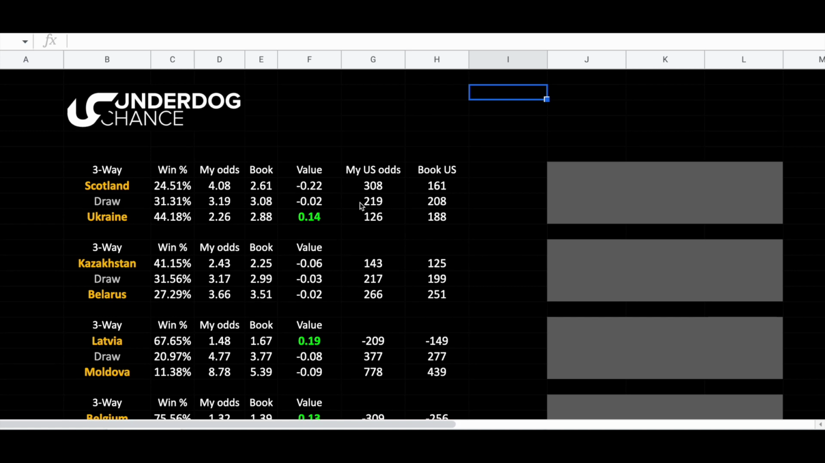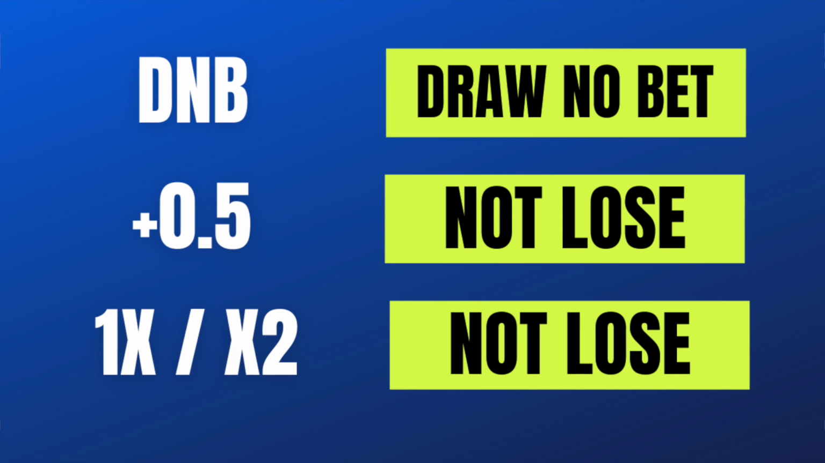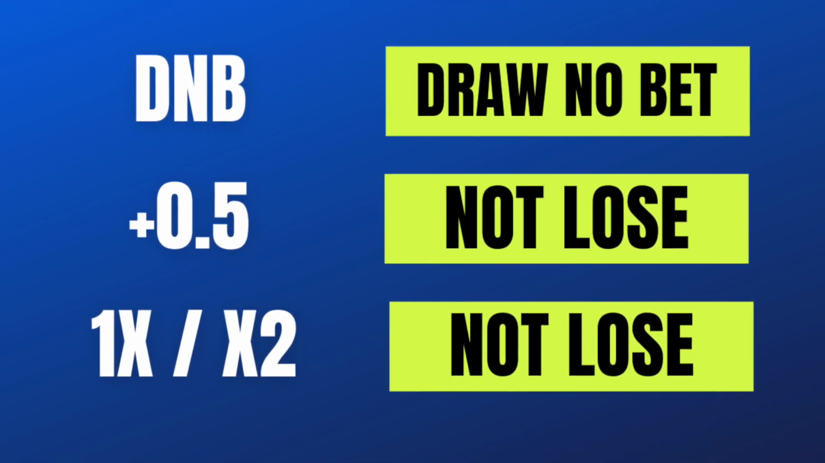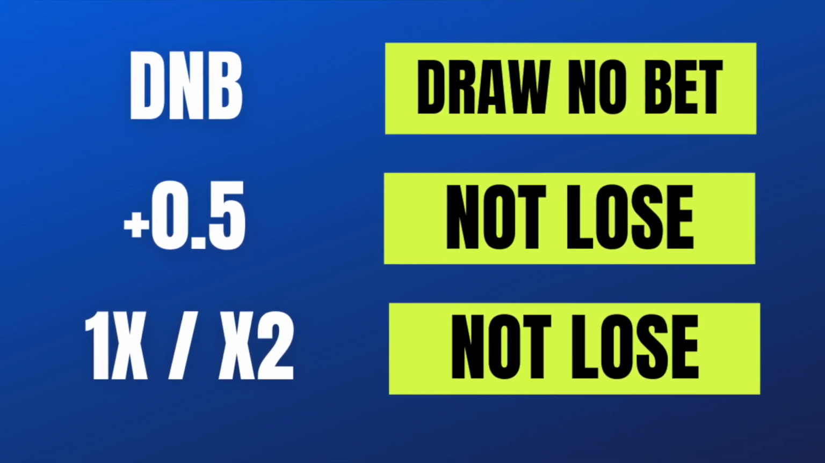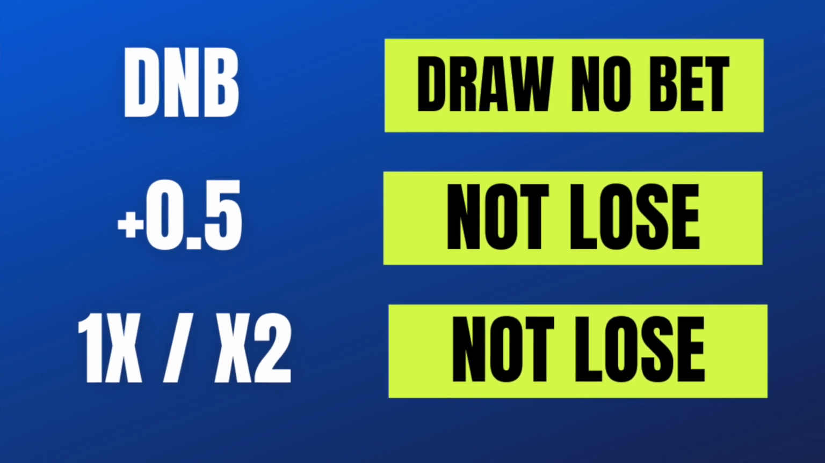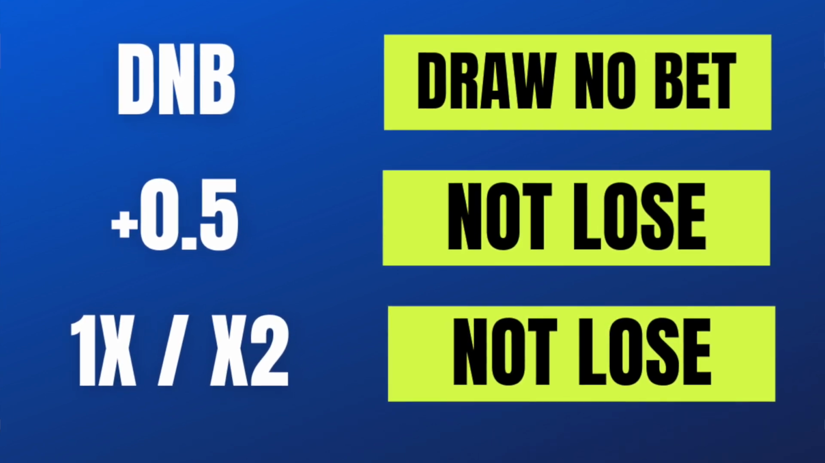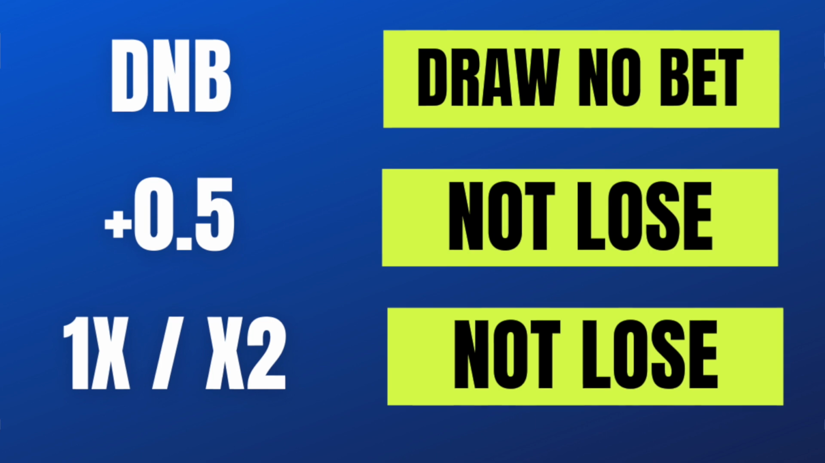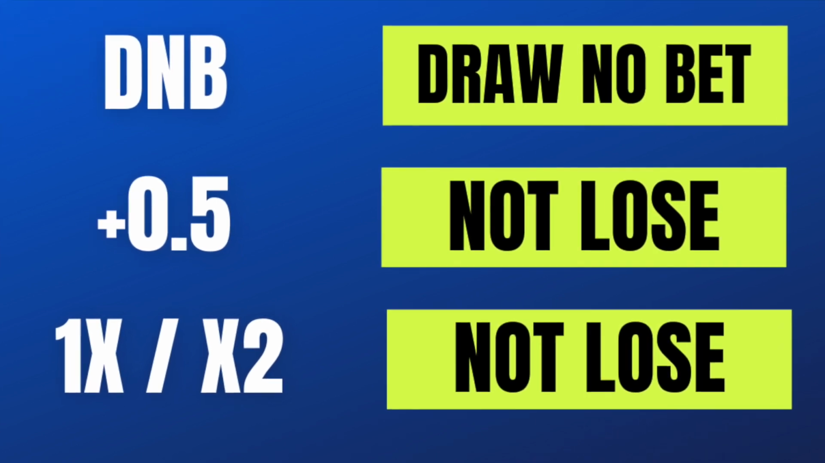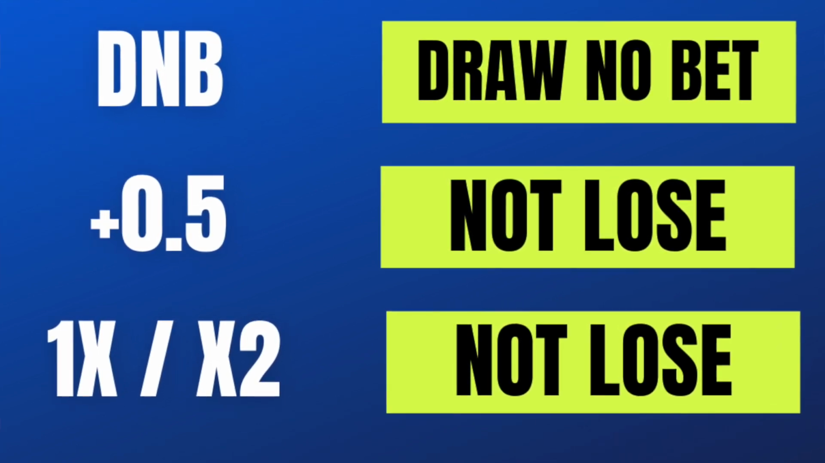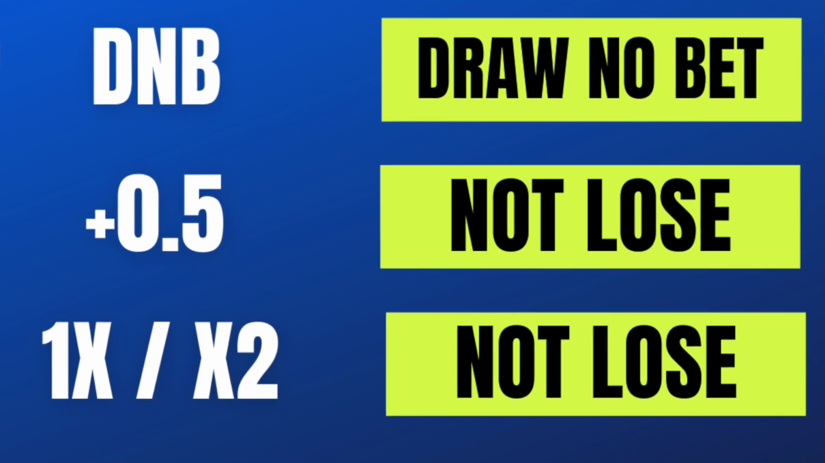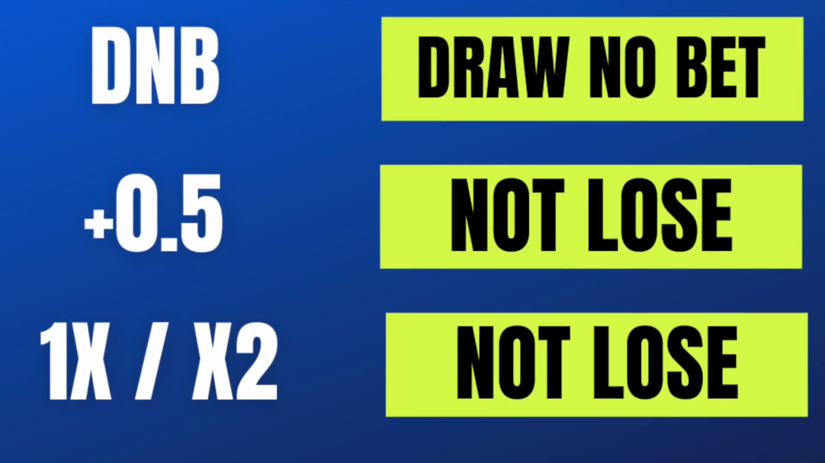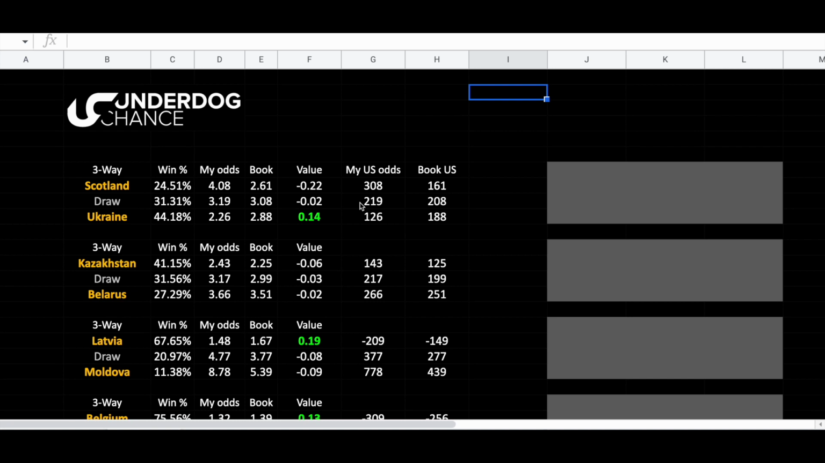I also recommend that every time you bet on soccer, try to stay away from three-way bets. You can either take draw no bet, which means that if your team wins, you win the bet, and if there is a draw, the money is refunded. Or you can also take Asian handicap plus 0.5, or 1X, or X2, which means that you win the bet if your team wins or if the game ends in a draw.